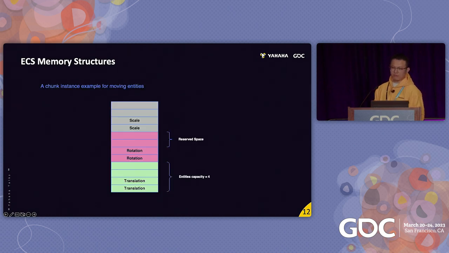Okay, so this diagram shows how we store data in Yahchunk. First, we define the chunk's capacity, which determines how many entities it can hold. In this example, the chunk can store up to 4 entities. Then we allocate memory in the chunk based on the current archetype. If the number of entities doesn't fill up the chunk, we reserve memory for future entities. If the number of entities exceeds the capacity, then the chunk will expand to store more entities.